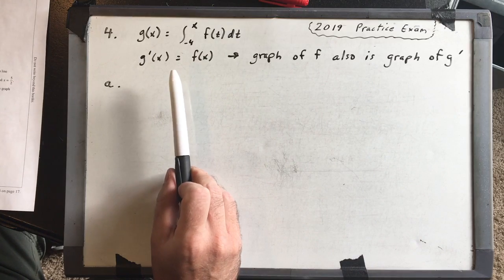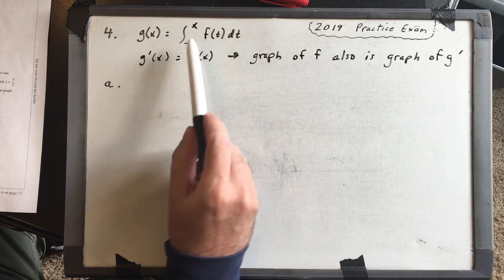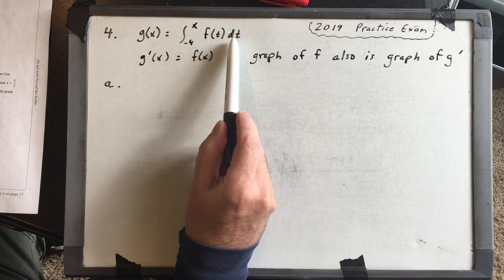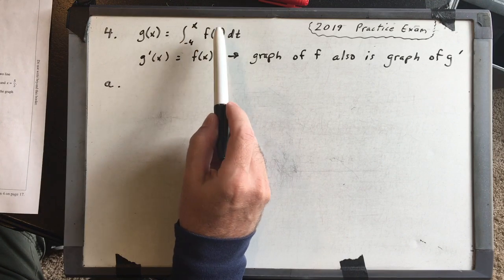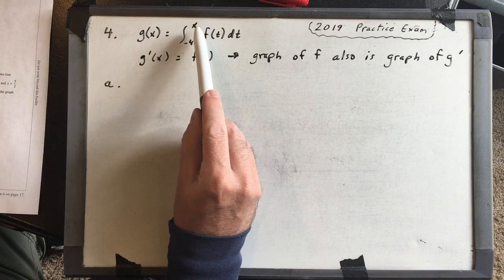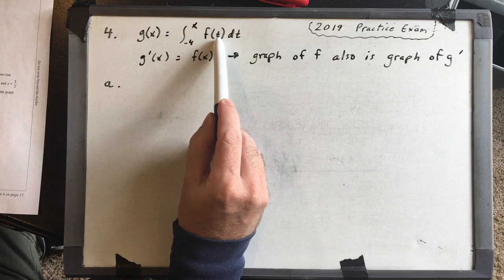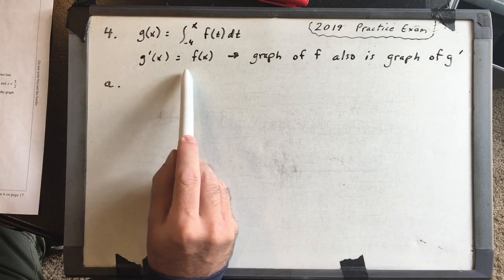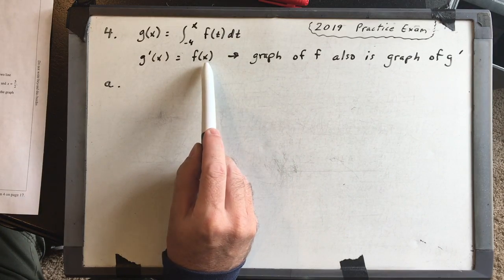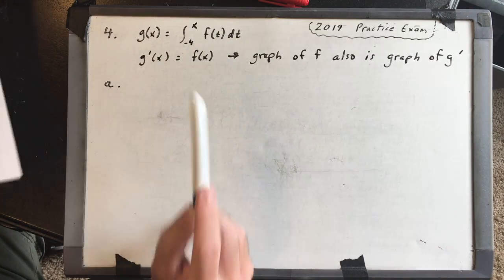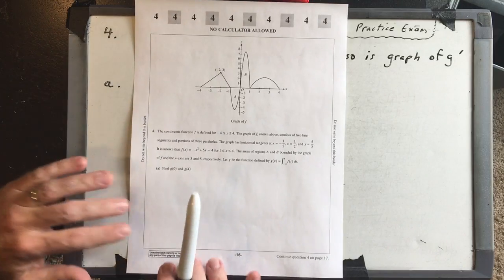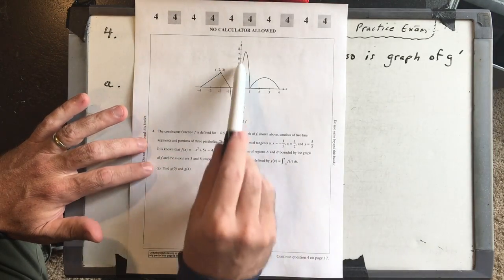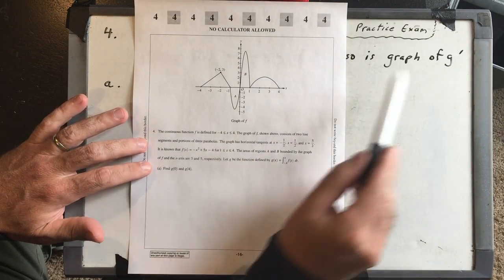So if you read through the problem, it says that g of x is equal to the integral from -4 to x of f of t dt. And remember, from the fundamental theorem of calculus, if we plug x into t, we can take the derivative: g prime of x is just going to be f of x. Okay, so this graph is a graph of f. It's also a graph of g prime.